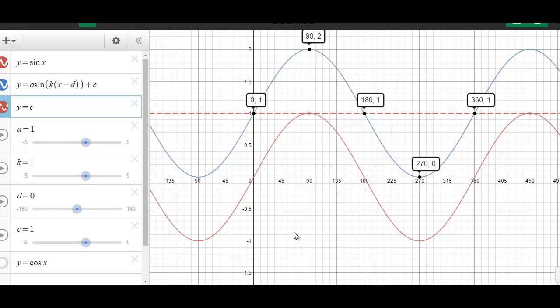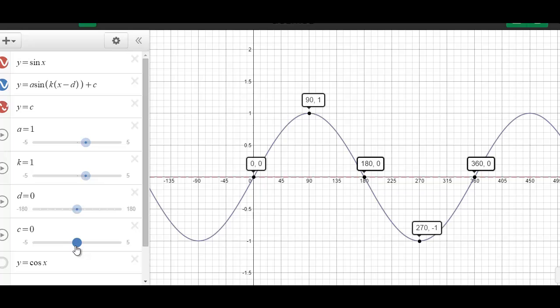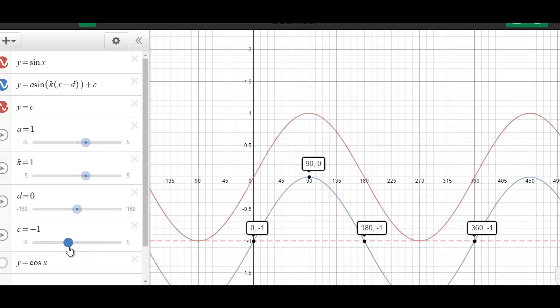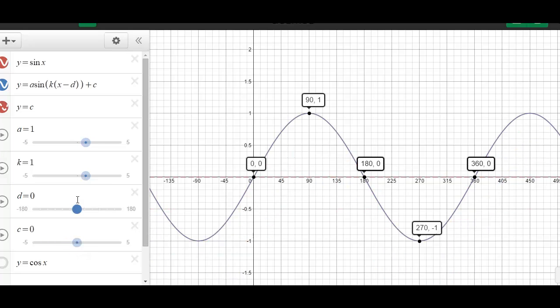Also note that the horizontal axis has also moved up 1 unit. The same thing would happen if we moved the c value down, that our whole graph would move down. Our d value is going to react in the same way. It's going to move our graph left or right. But remember, it's backwards to what we think.